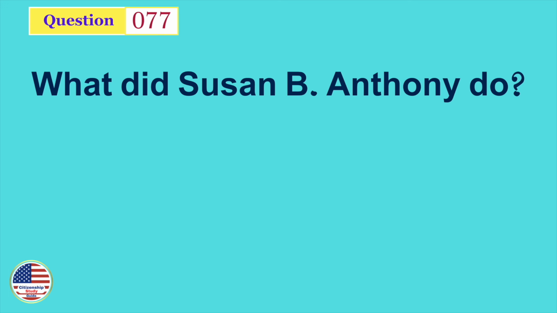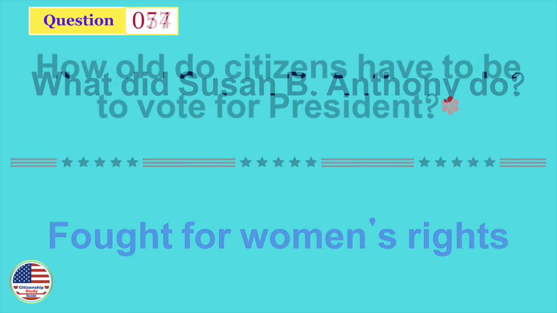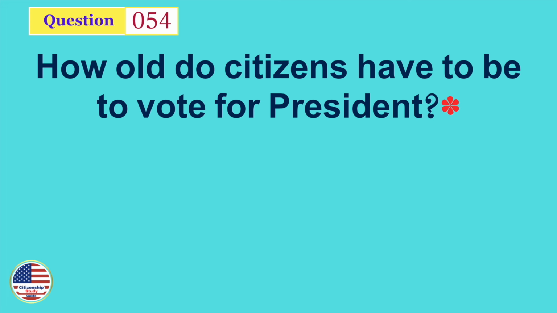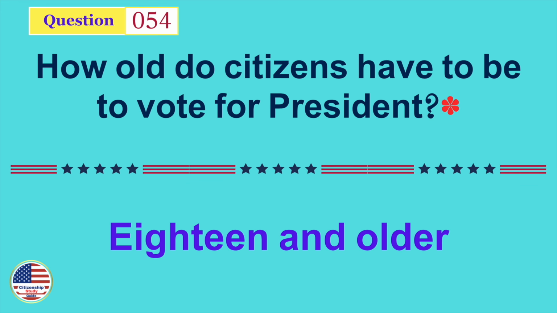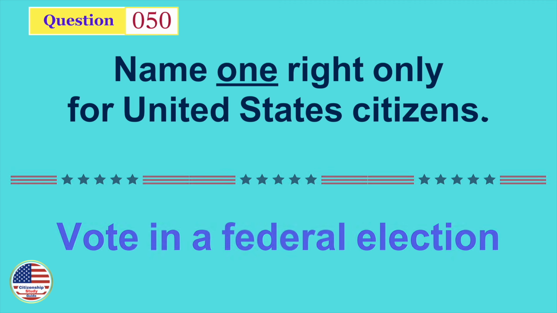What did Susan B. Anthony do? Fought for women's rights. How old do citizens have to be to vote for president? 18 and older. Name one right only for United States citizens. Vote in a federal election.